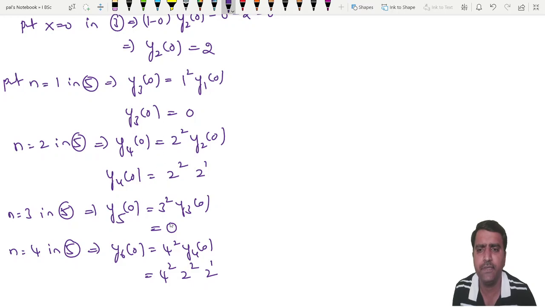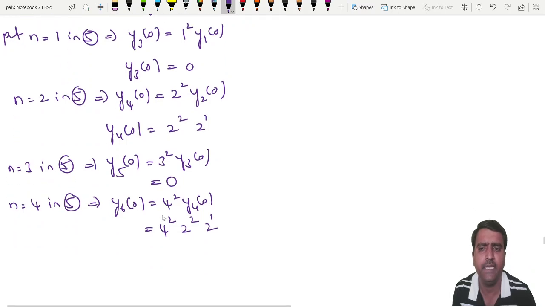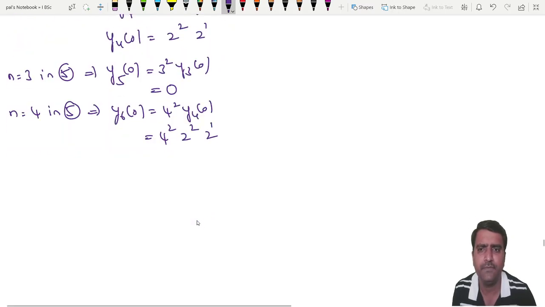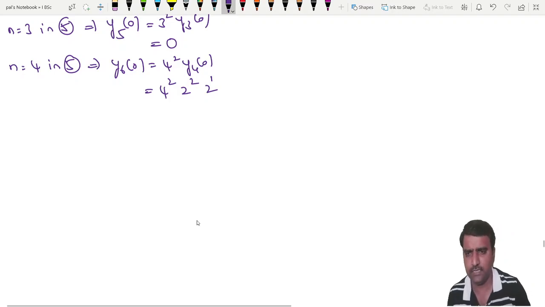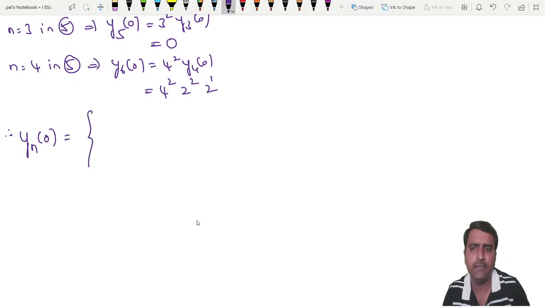Then you observe that y3 of 0 is 0, y1 of 0 is 0, y5 of 0 is 0. So that means when n is an odd number, yn is equal to 0. When n is an even number, it gets this type of values. So finally you write the result. Therefore, from the above observation we conclude that yn of 0 is equal to 0 when n is an odd number, and so it is when n is an even number.